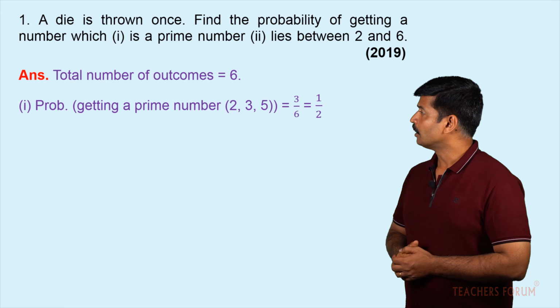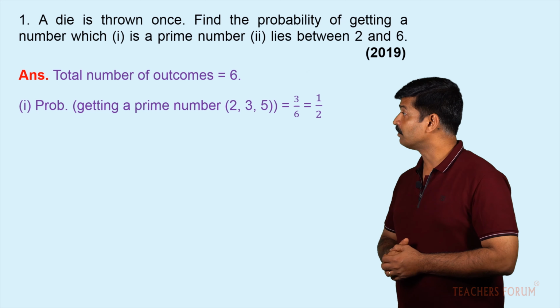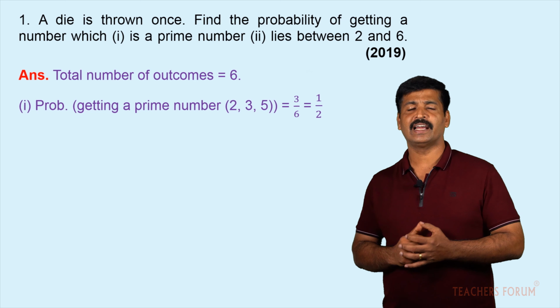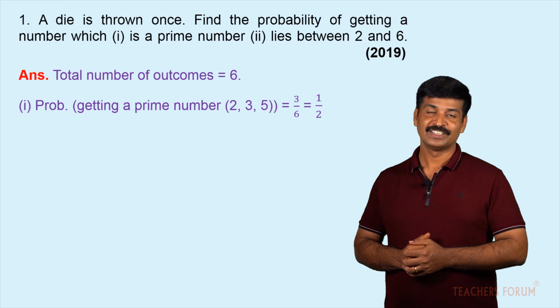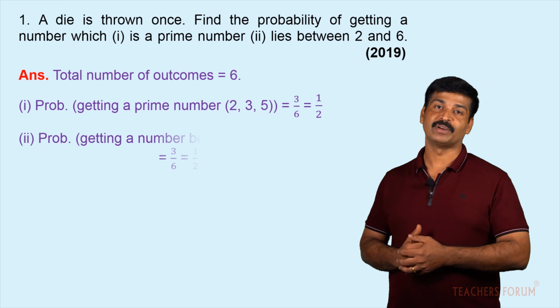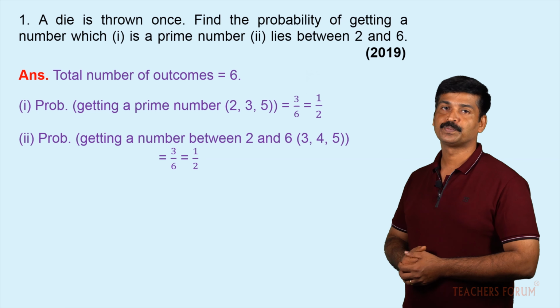Next one, probability of getting a number that lies between 2 and 6. What are the numbers that lie between 2 and 6? 3, 4, 5. They are also 3 in number. So the probability is 3 by 6, that is 1 by 2.